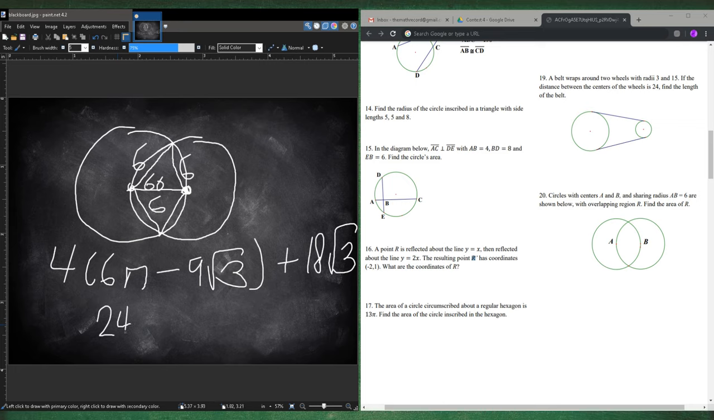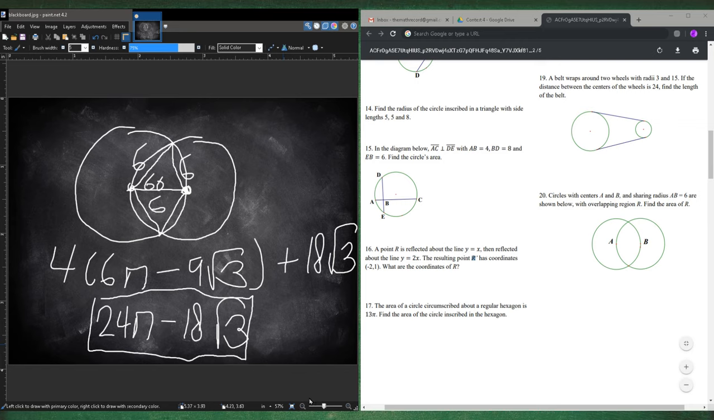So this is 24 pi minus 36 square root 3 plus 18 square root 3, which is minus 18 square root 3. So the area of the overlapping region is just 24 pi minus 18 square root 3. Basically, just that simple.